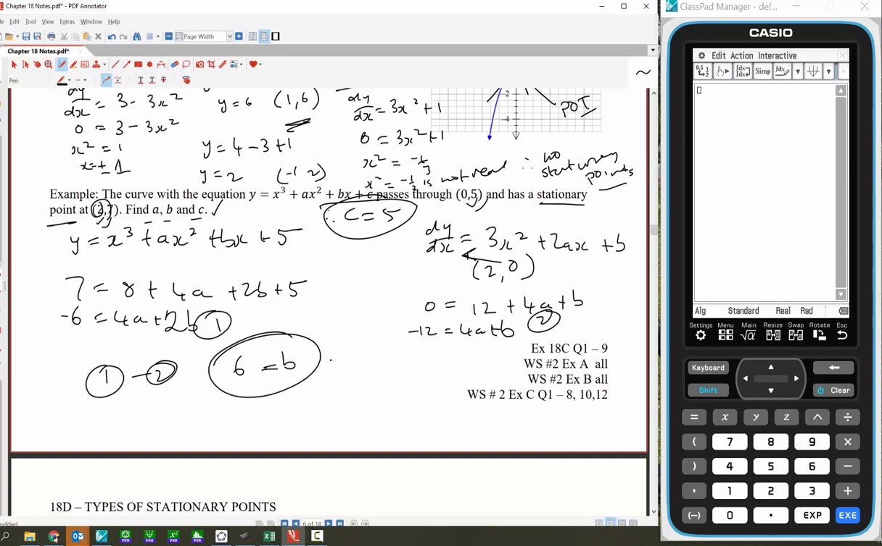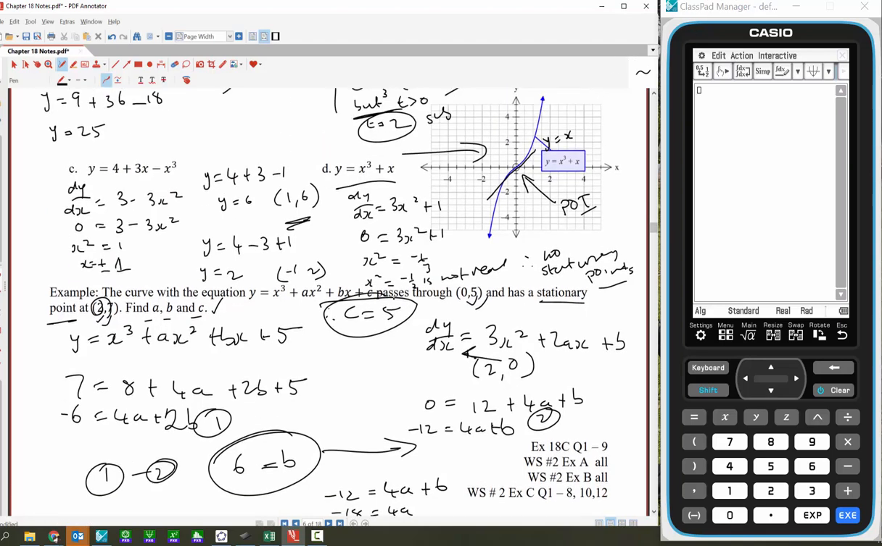Then we'll just sub that into one of the equations, doesn't really matter which one. Negative 12 equals 4a plus 6. Negative 18 equals 4a. a equals negative 9 on 2. Alrighty, so 18C is your starting point, and then several worksheet questions to really finesse your understanding. This is a fundamental skill for year 12. You'll do this heaps and heaps of times.